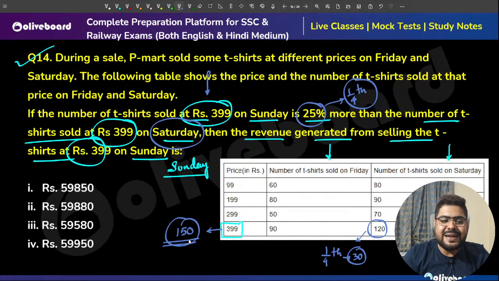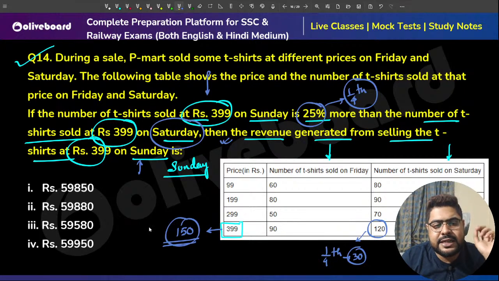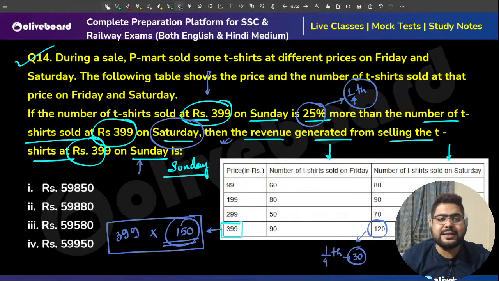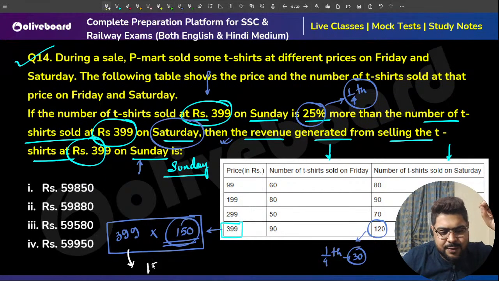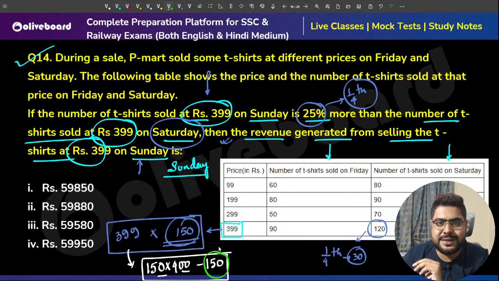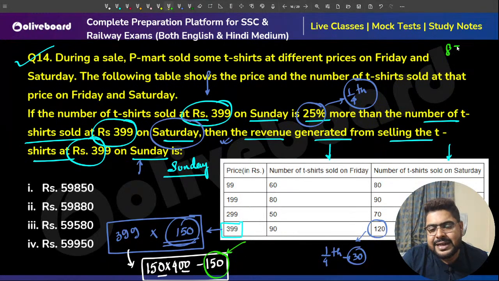Now I can simply say, the revenue they are asking on Sunday means 150, each t-shirt is getting sold for 399. Please do not answer yet. Can you think, 150 into 400 minus 150? Now 150 into 400 will end in zeros only, there will be 3 zeros at the end. So if I subtract 150 from 3 zeros, meaning 1000, the last 3 digits, can I say it will be 850?